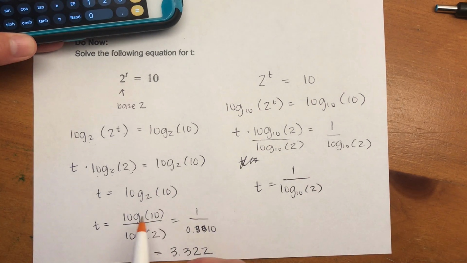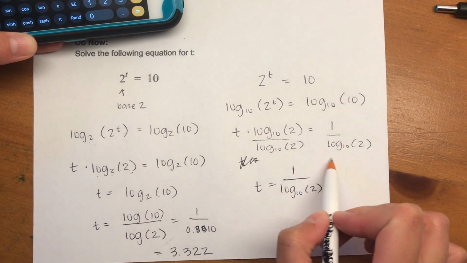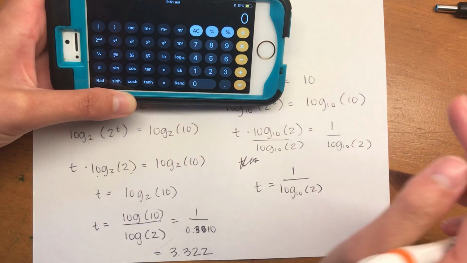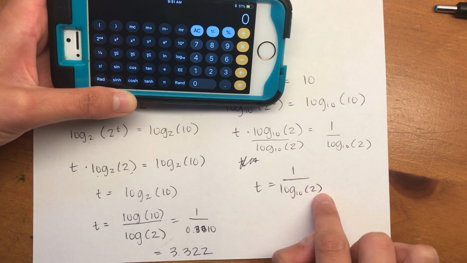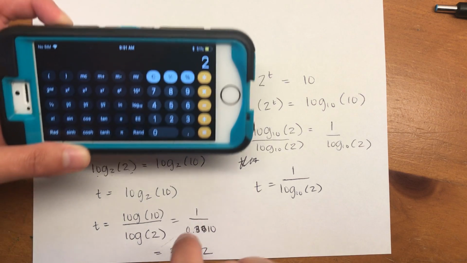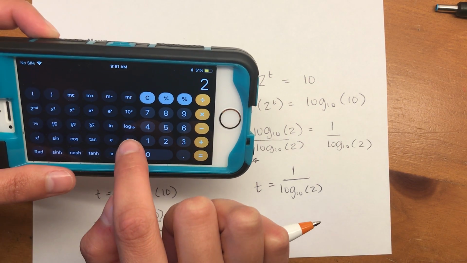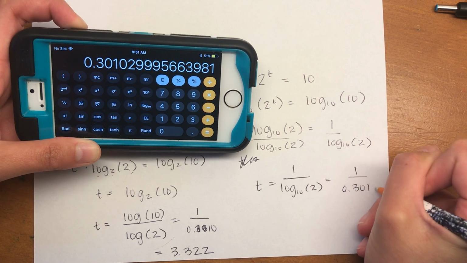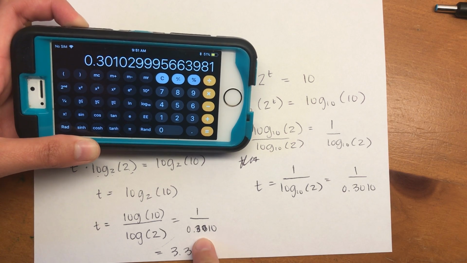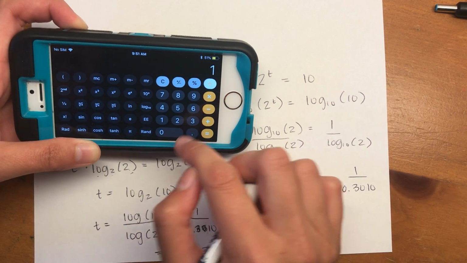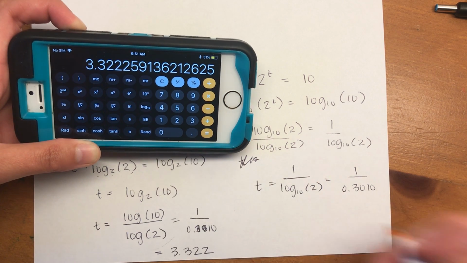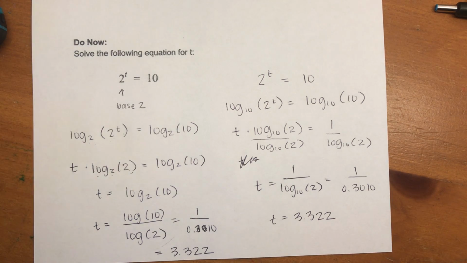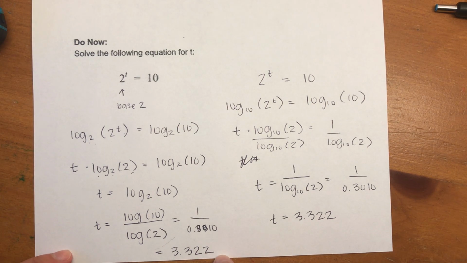So hopefully you got either log base 10 over log 2 or 1 over log base 10 of 2 when you did this on your own. So then this extra step, I'm going to calculate log base 10 of 2. So I'm putting in 2 into my calculator, and then I'm touching the log base 10 button. So I get 1 over 0.3010, just like I did when we did it this way, right? So we should be getting the same answer, and we do, right? So this is two different ways to get the same answer, right?